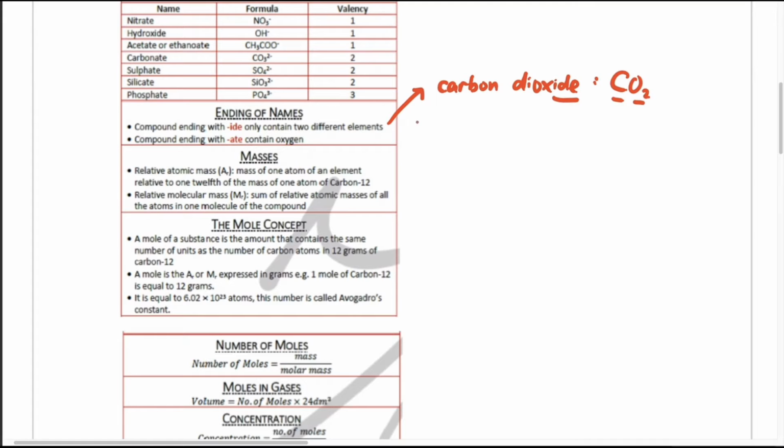So carbon dioxide. And let's say another example, sulfur trioxide. Okay, so the name has IDE also. So SO3. So also two types of elements, sulfur and oxygen. So that is a compound with IDE.